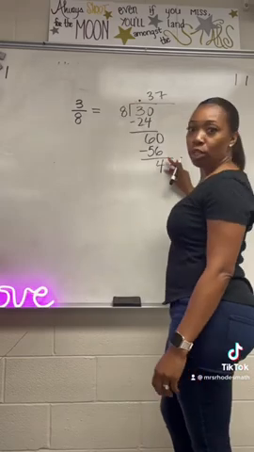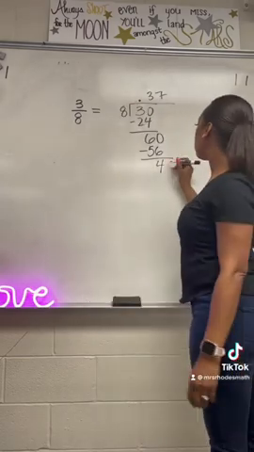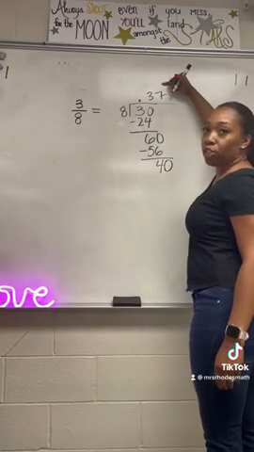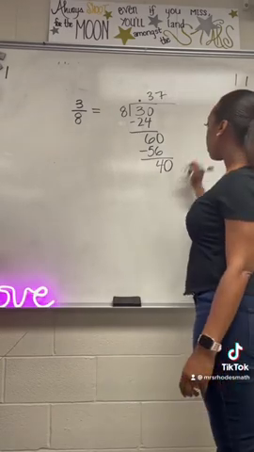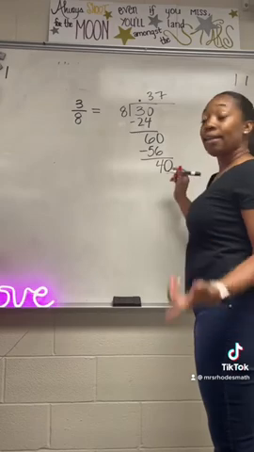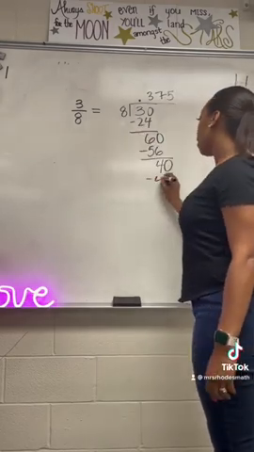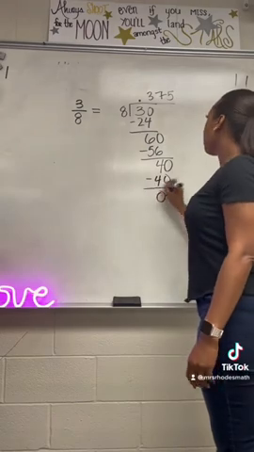Can 8 go into 4? No. So it becomes a 0 to 40, and that's because I'm now moving from the hundredths to the thousandths place after the decimal. Can 8 go into 40? Yes. It goes 5 times. 8 times 5 is 40. So this one works out really nicely that it ends there.